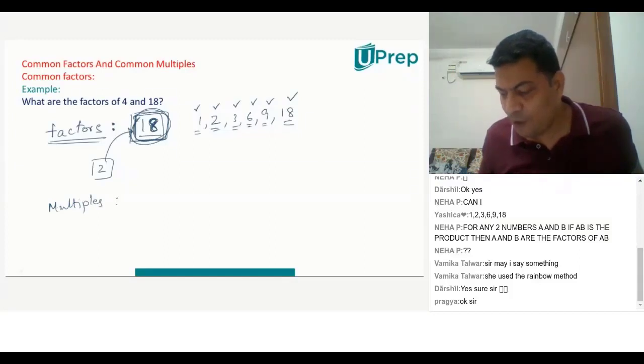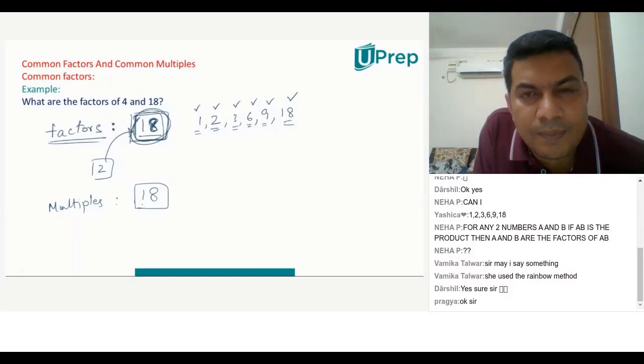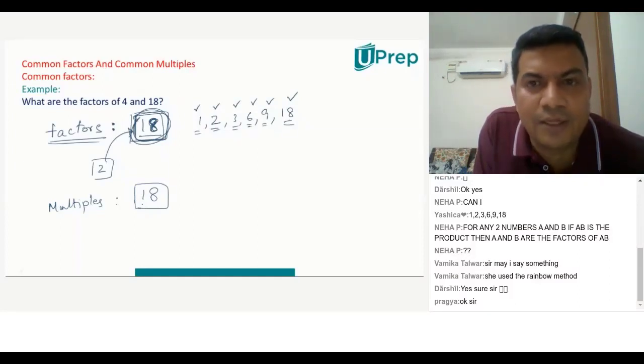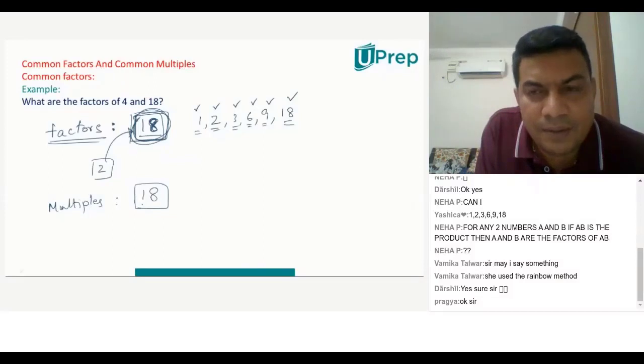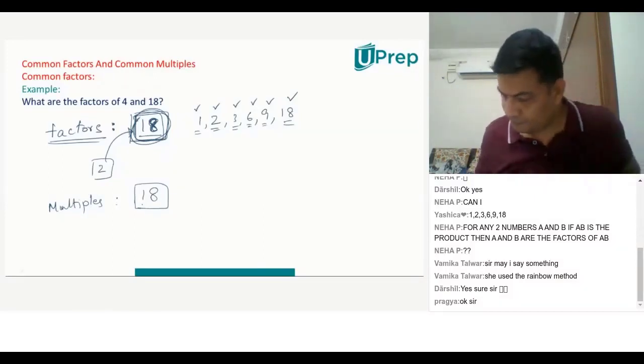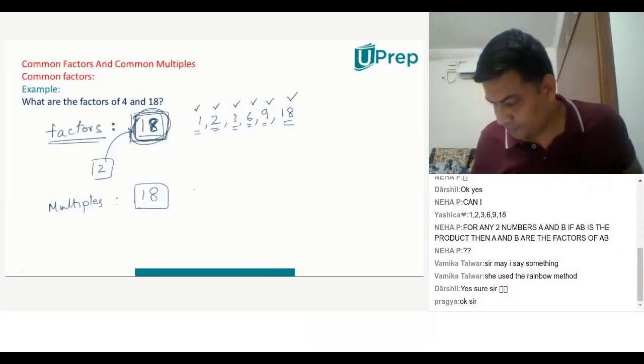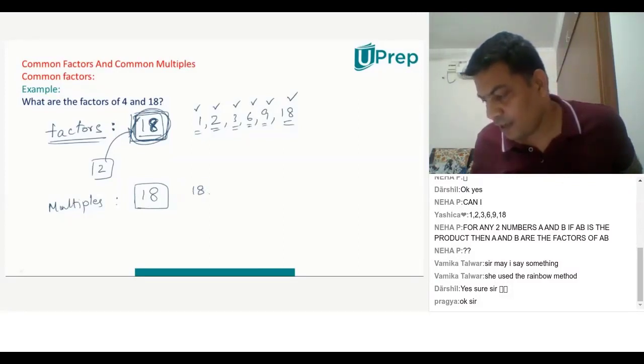Now tell me, what are multiples of 18? Sir, they are numbers that come in the table of a number. Very good. The numbers that come in the table of a number. Tell me, what are the multiples of 18? 18 ones are 18, 18 twos are 36, 18 threes are 54, and so on.